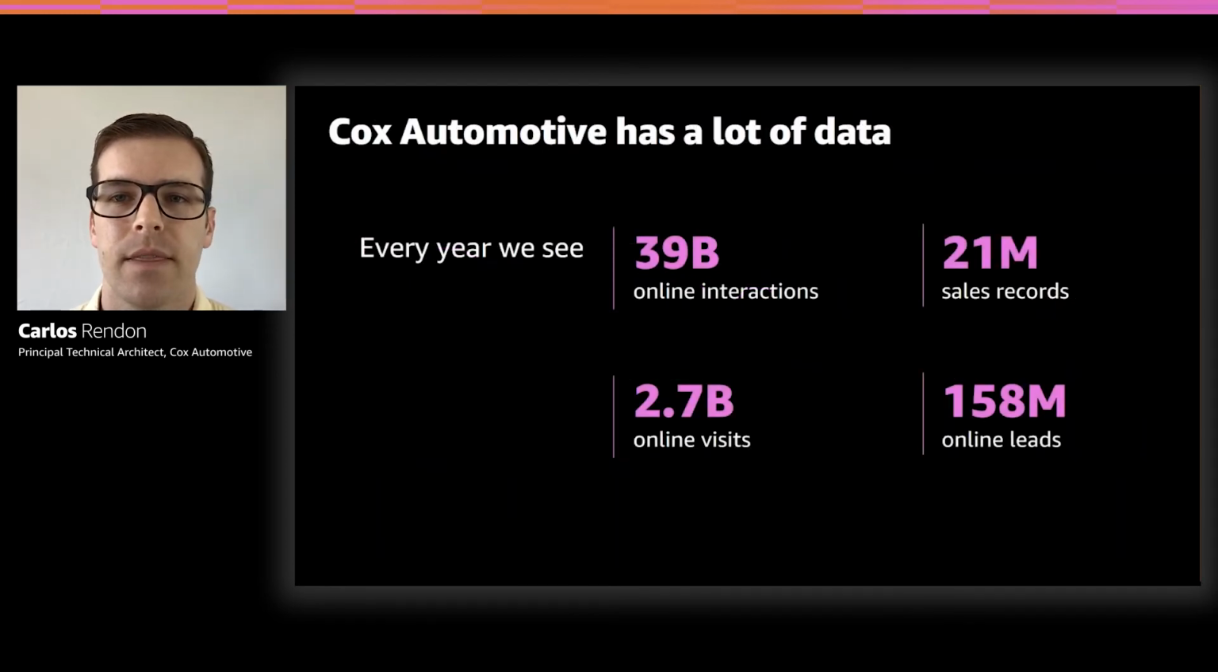Let's look a little bit at the size and scale of Cox Automotive and the data we're working with. Every year we're working with 39 billion online interactions in our tagging software. You can also see the number of sales and online leads. The reason I'm sharing this with you is so you can get an idea for the scale that we're operating at and compare it to your own.